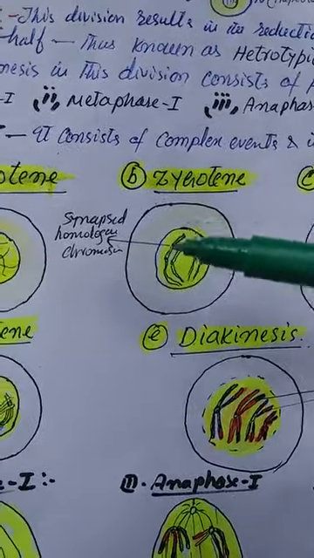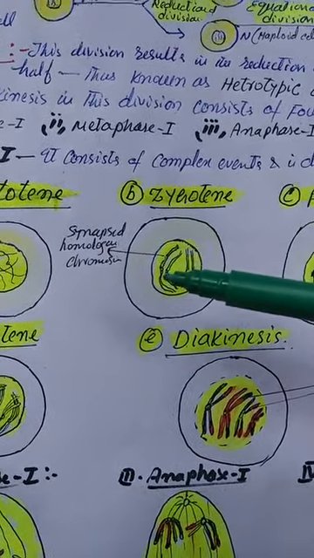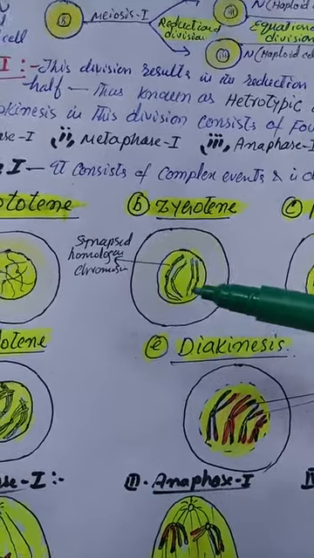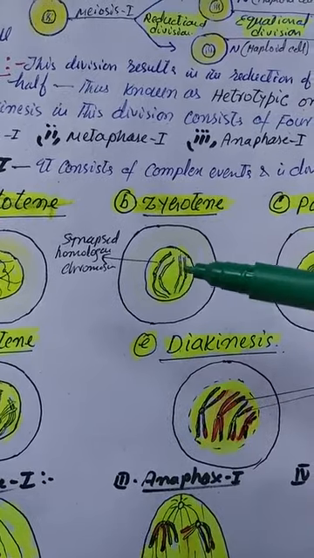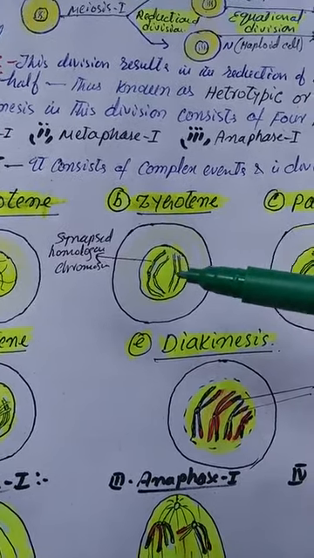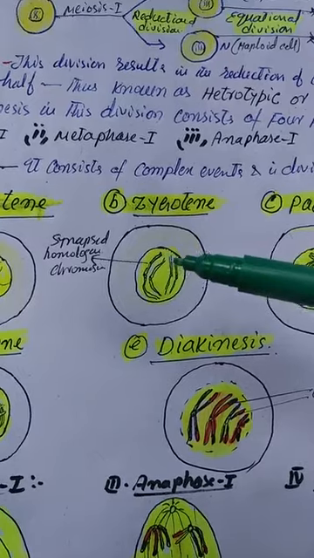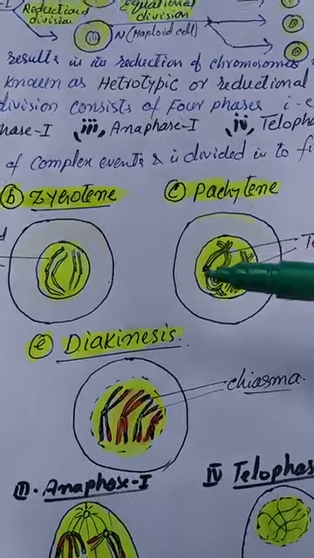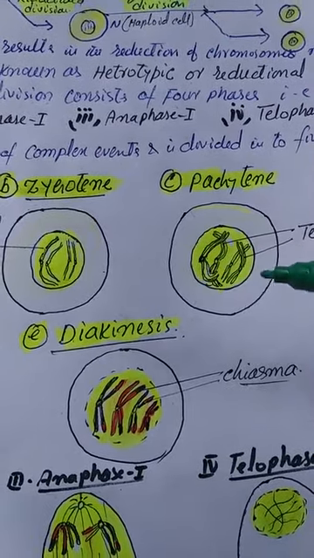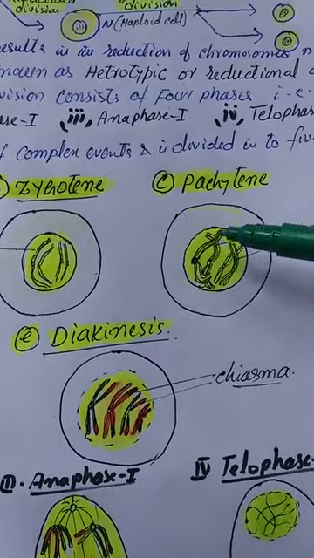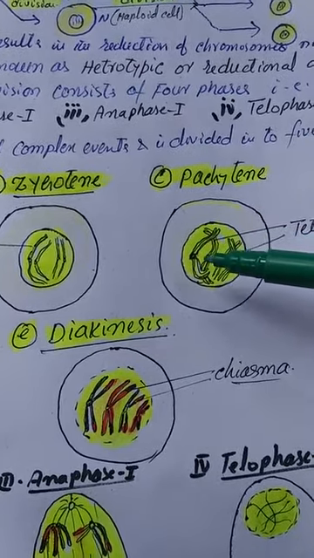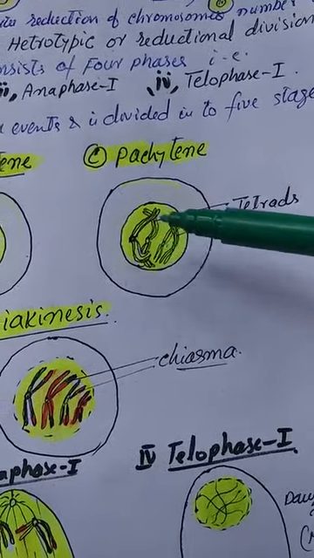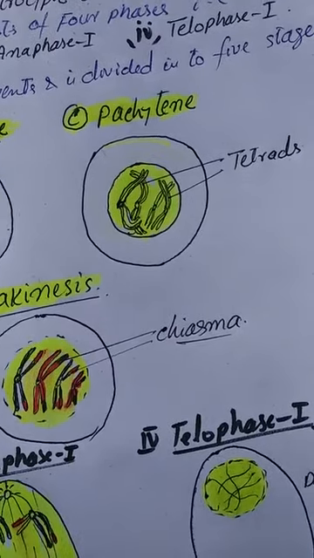Then after the leptotene, the next stage is the zygotene. During this stage, as you can see in this sketch, the homologous chromosomes start pairing, which is also known as synapsis. It is accompanied by the formation of the synaptonemal complex, and the chromosomes occur as paired bivalents. Now after this there is the third stage, the pachytene. During this stage, the two sister chromatids of each chromosome become visible in the bivalent. They are also known as tetrads.